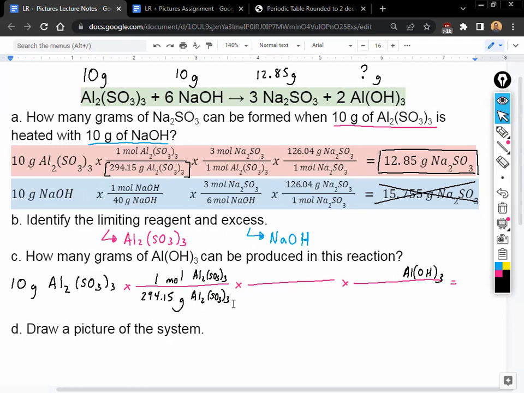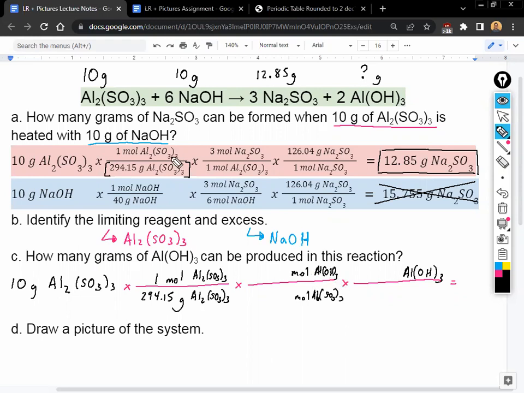So take about 2 minutes to solve out part C. Should be doing stoich. You're going to need a periodic table for the molar mass. Okay, so I gave you the molar mass of Al2(SO3)3, so we can just copy that down on the first fraction. Next, we're going to get rid of moles of Al2(SO3)3. That's a long chemical. And then we're going to try to find moles of Al(OH)3.